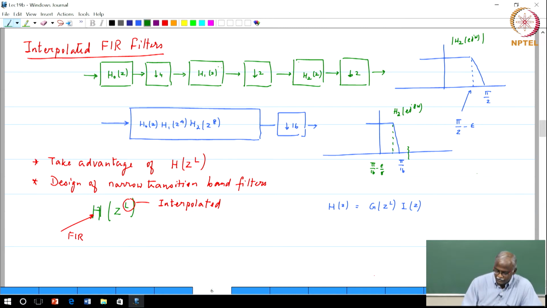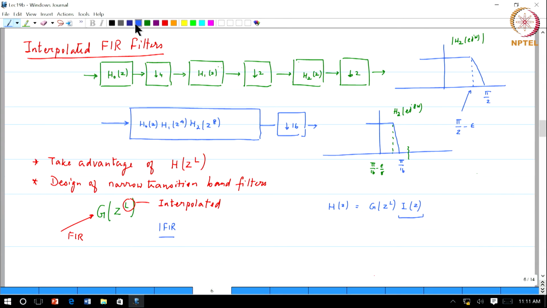Maybe I should write this as G. The name interpolated FIR comes from the fact that if G of Z is an FIR filter, then G of Z^L, that Z^L comes as if I was doing interpolation of the impulse response. So FIR comes from the basic inherent property of the filter itself. The Z^L gives me the term interpolated, so that is how we get the name interpolated FIR. But interpolated FIR by itself cannot satisfy the filter requirements. You would have to have an additional filter here to get rid of the unwanted images. So this one is the one that removes unwanted images.